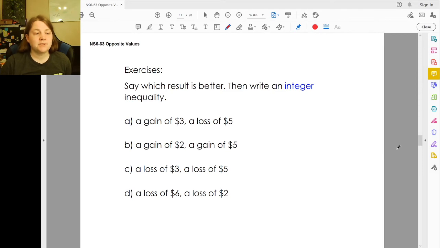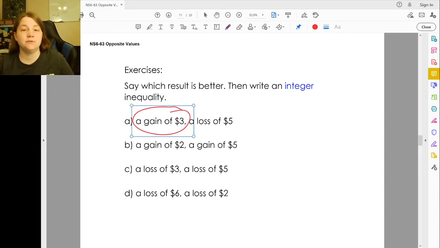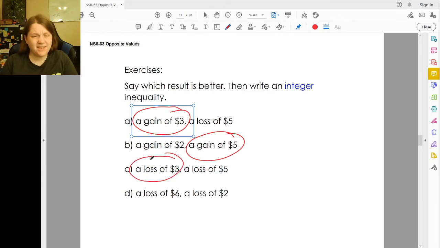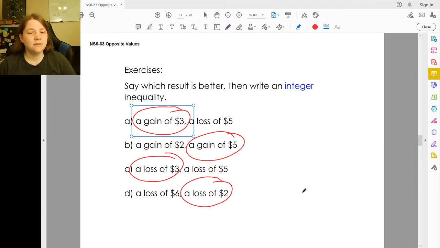So let's take a look at which one's better. Gaining 3, losing 5. Always better to get something than to lose anything. Gaining 2, gaining 5. Well, if I'm getting something on both of these, I want to get as much as I can. That's going to be gaining 5. Losing 3, losing 5. Oof. Losing 5 is a lot. Losing 3, not as much. Losing 6, losing 2. Losing 6 is a lot. Losing 2 is not as much as losing 6.